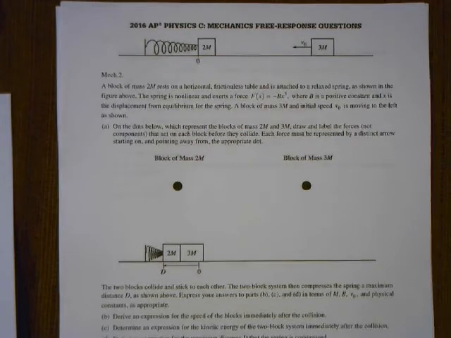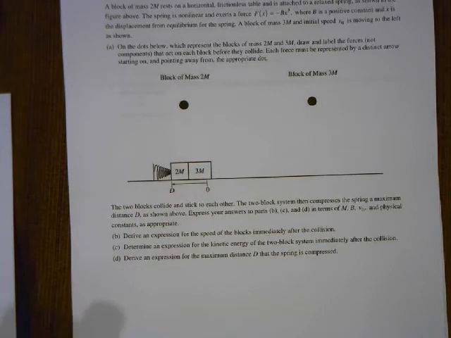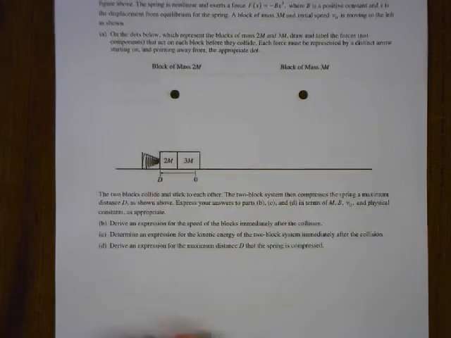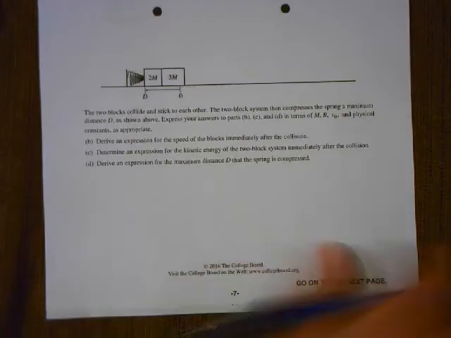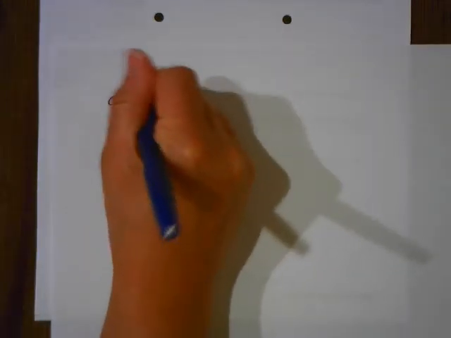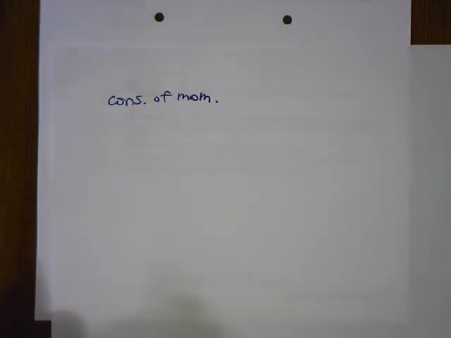All right, so now derive an expression. So they collide, so there's a collision. The first thing you're going to think about when you see the word collision is momentum. Okay, so we're going to do conservation of momentum. So when you do conservation of momentum, you're going to say, well, what kind of collision is this?